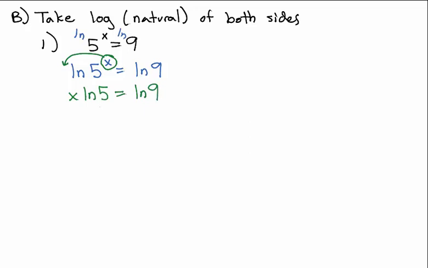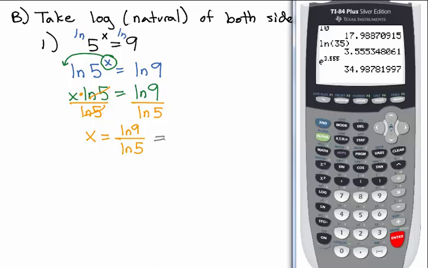We want to solve for x. We want to get that x alone. It's x times the natural log of 5, so we'll divide both sides by the natural log of 5. And x is equal to whatever the natural log of 9 is, divided by the natural log of 5. And our calculators can help fill in the blank from there.